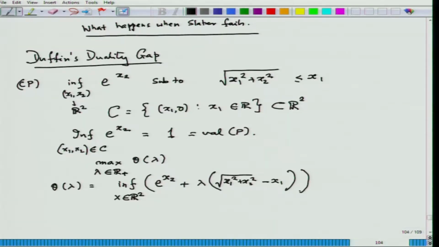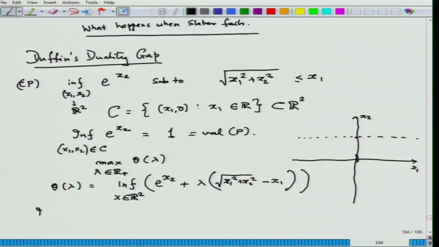Now, how do I compute that theta lambda? We will show that theta lambda is 0 for whatever lambda we take, and so the maximum value would be 0, and there is a duality gap. Slater does not hold. Let us see how I compute this. The interesting part is what would happen if I fix x2. So this is x1 and this is my x2. If I fix my x2 and then vary my x1, these are the points I will walk through.